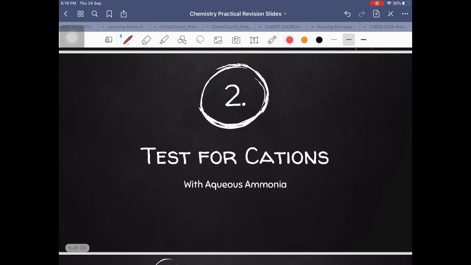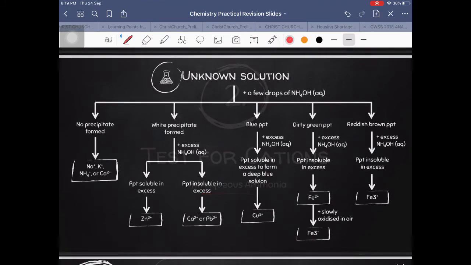Now we'll move on to the test for the cations with aqueous ammonia. The test between the sodium hydroxide and the aqueous ammonia is very similar. The only difference would be over here. When a white precipitate is formed in excess aqueous ammonia, if the PPT is soluble in excess, this unknown solution would have contained the zinc 2+ ions. And if the PPT is insoluble in excess, this unknown solution could be either containing the calcium 2+ or the lead 2+ ions.